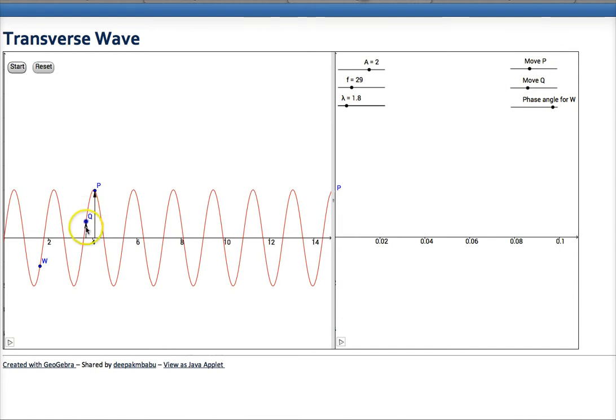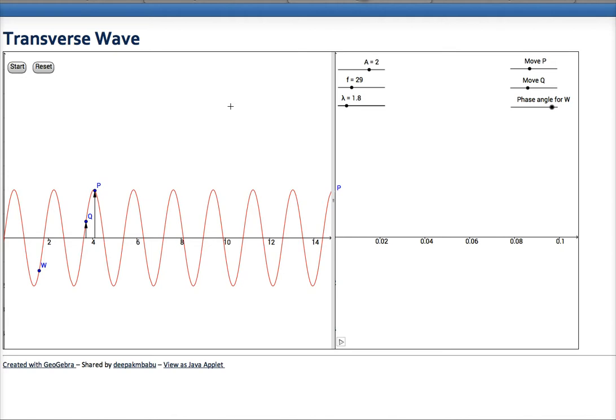So you've got particles P and Q, which are specific particles, and this point W is actually just a wave front point. So these are our three sets of controls that we have.